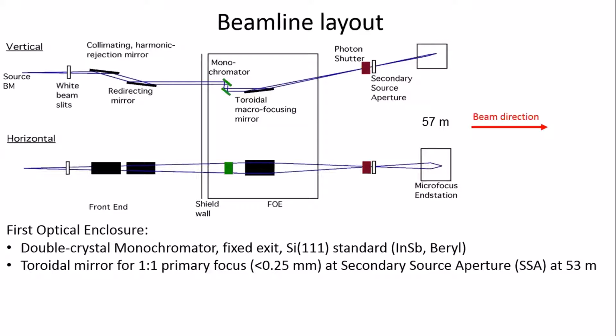Then there's a toroidal mirror for primary focus. It's a one-to-one focusing to the secondary source aperture, the SSA, that's about 53 meters from the source. The focus at that point is about 1/4 of a millimeter, maybe a little bit less.